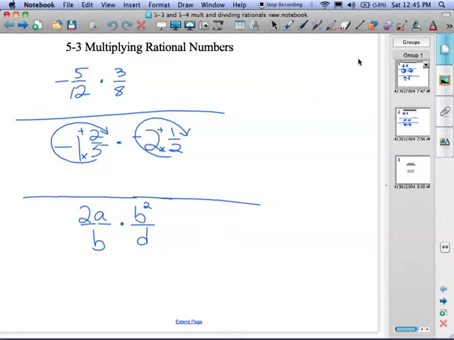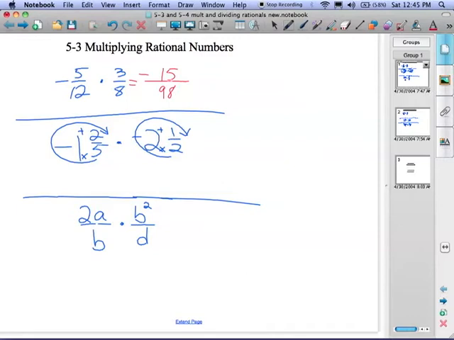Things don't change. You're still going to multiply the fractions across the top and across the bottom, get answers. Don't forget the rules for integers. So here we have 5 times 3 is 15, 12 times 8 is 96, and it's a negative times a positive, so the answer is going to be negative. Done. All right. Mixed numbers.